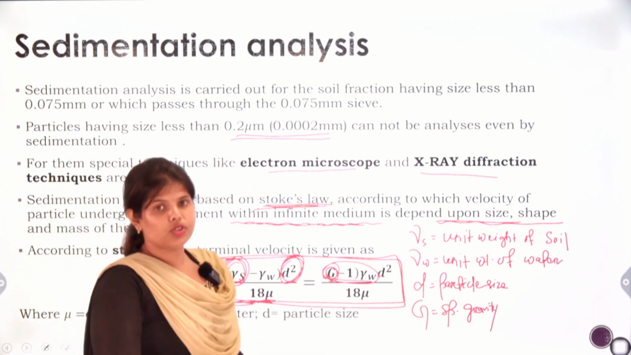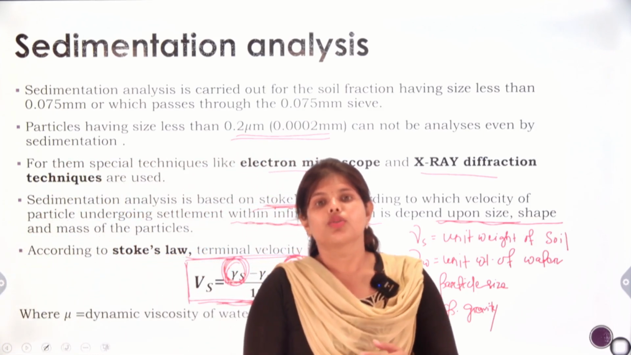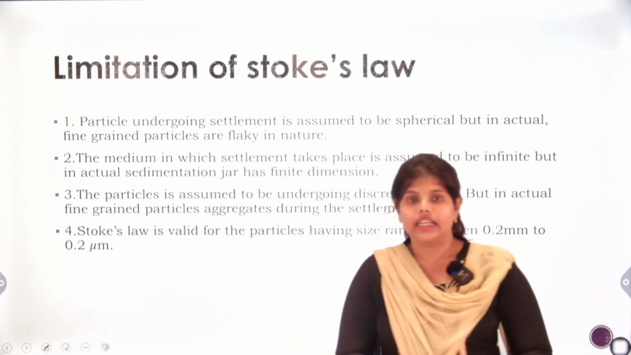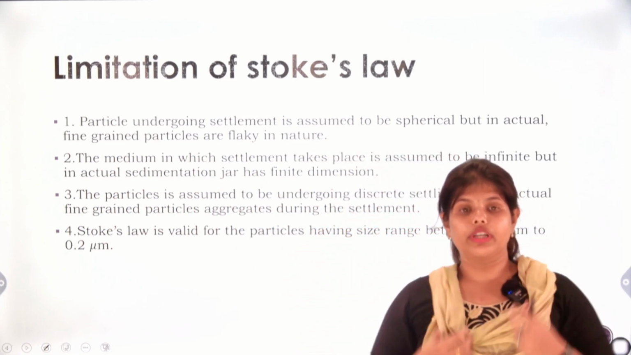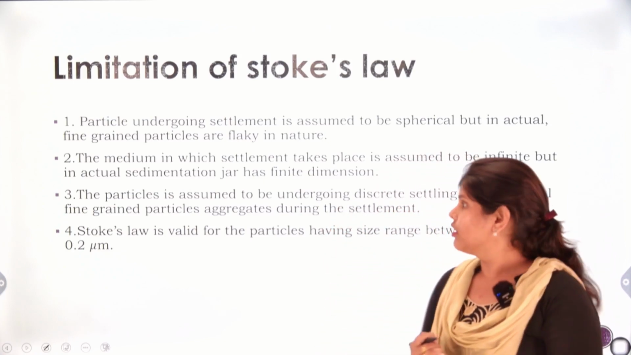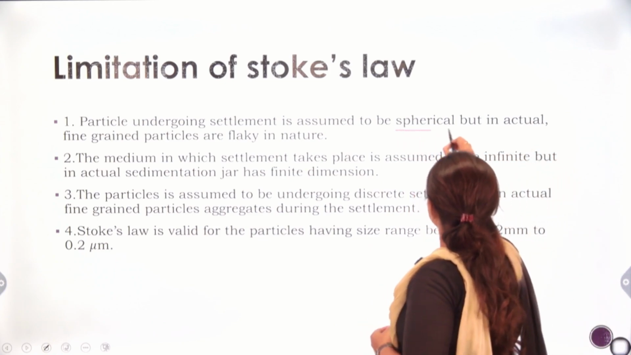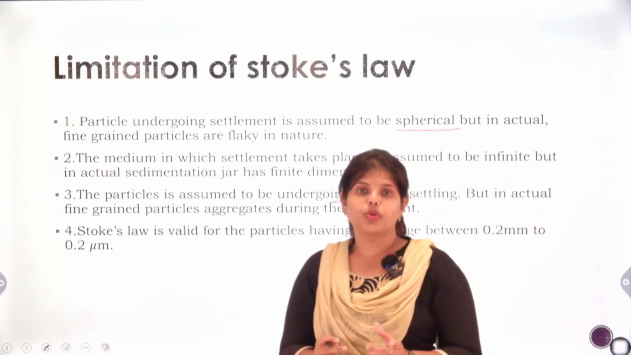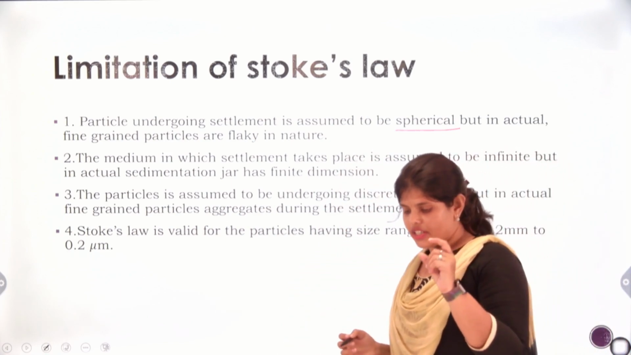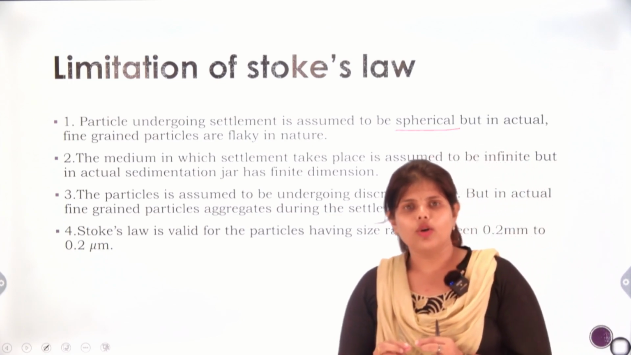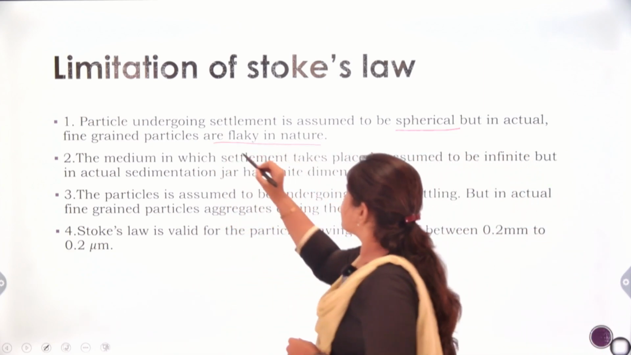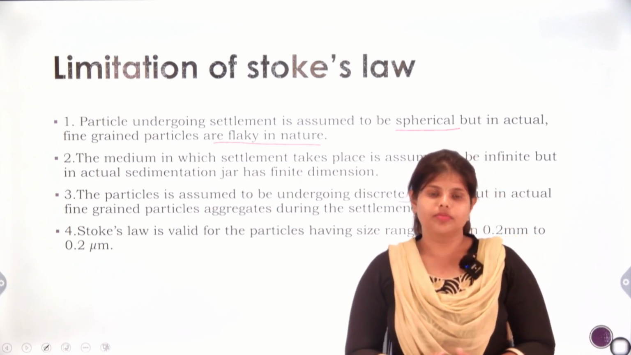But when we apply Stokes' law, there will be some limitations. The first limitation is that the particle undergoing settlement is assumed to be spherical. Stokes' law says that the particles should be spherical, but in actual, the particles are flaky in nature, like the bond between them is very low, so that will be broken easily. Fine grained particles are flaky in nature, right?